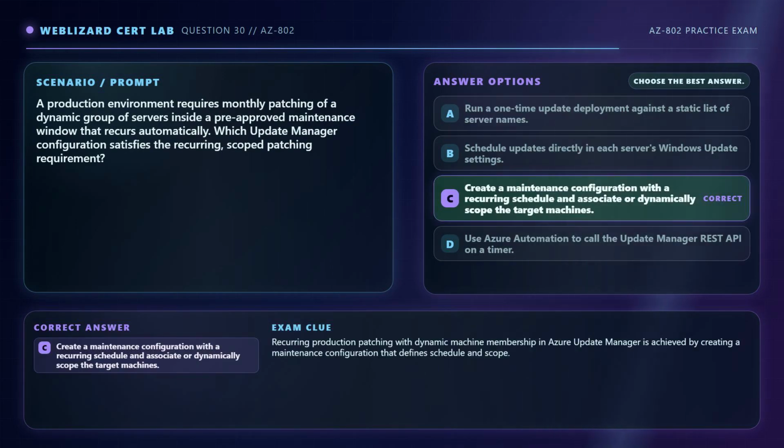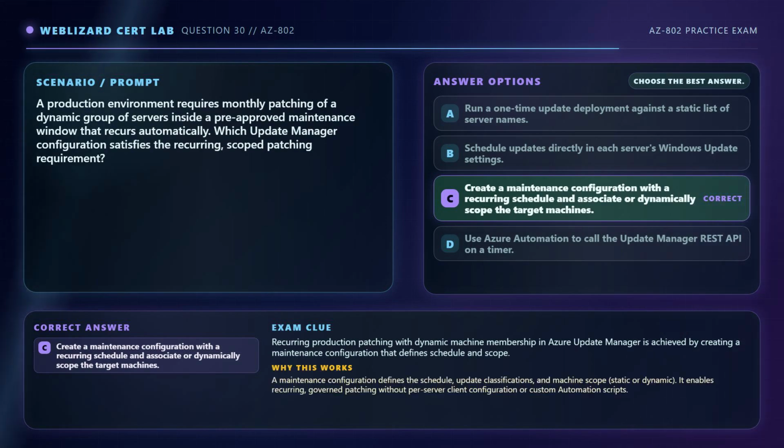The correct answer is C. Create a maintenance configuration with a recurring schedule and associate or dynamically scope the target machines. A maintenance configuration defines the schedule, update classifications, and machine scope, static or dynamic. It enables recurring, governed patching without per-server client configuration or custom automation scripts. Recurring production patching with dynamic machine membership in Azure Update Manager is achieved by creating a maintenance configuration that defines schedule and scope.